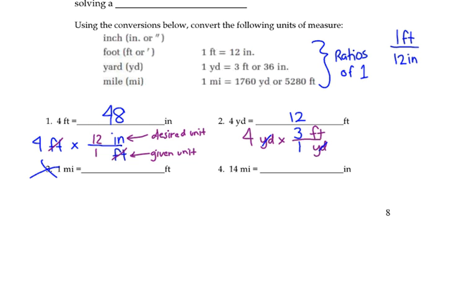Number 4, 14 miles. Now, what are we given? Start with what you're given. Miles. What's desired? Inches. When you look on your formula sheet, is there a mile to inch conversion? No. So you'll notice on your sheet, you could either go to yards.